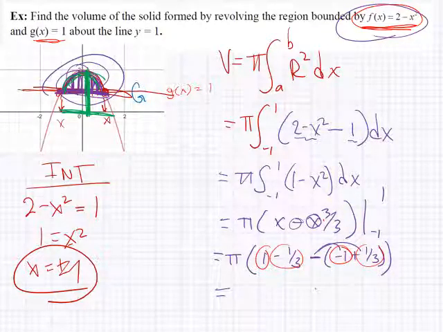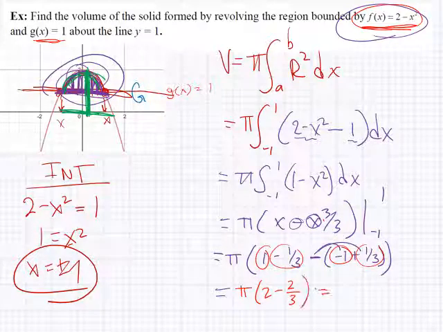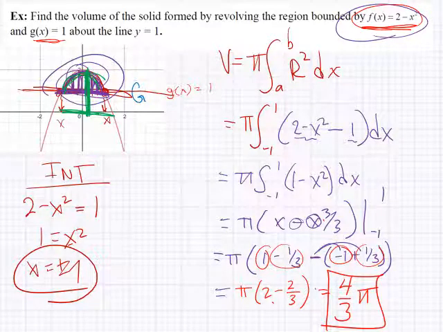So 2 minus 2/3, which would give me 4/3 pi, and there's your answer.